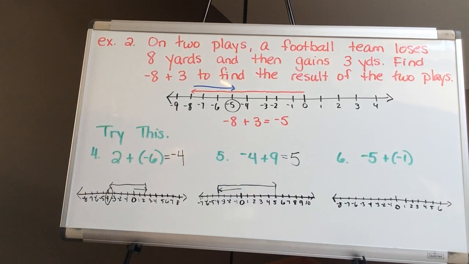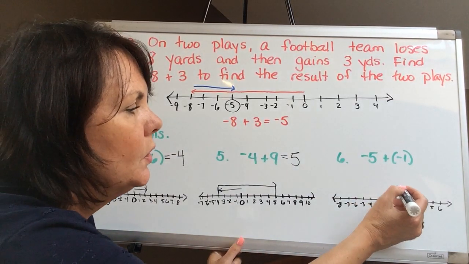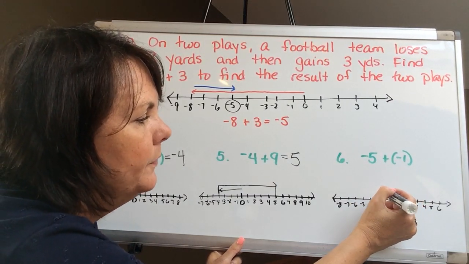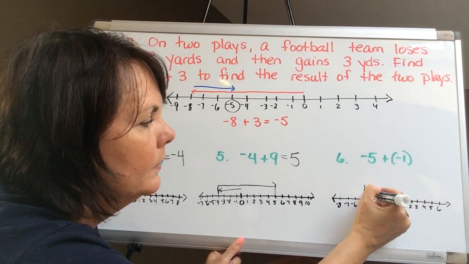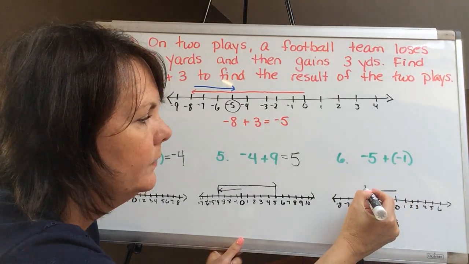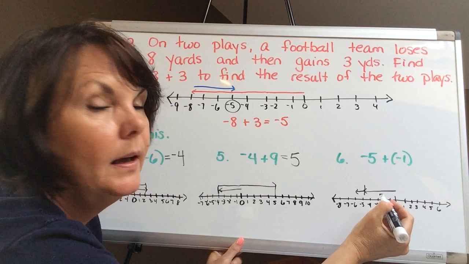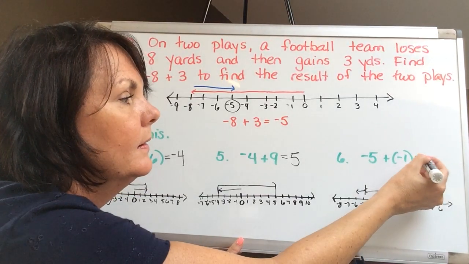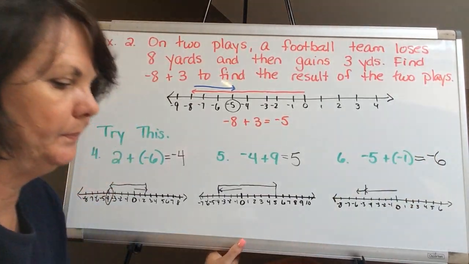And finally, -5 plus -1. Starting at 0, go -5 right here. And now you're going to go 1 more to the left. It's another -1. And you're at -6.